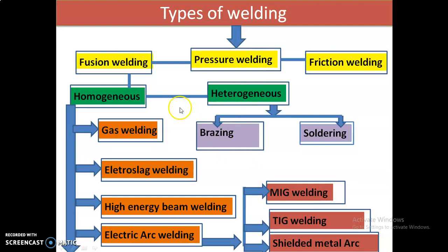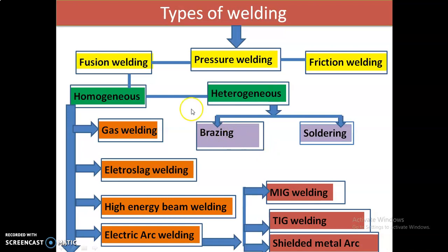So let us see what is fusion welding process, what is pressure welding process, what is friction welding process, what is electric arc welding process, and what is MIG welding and TIG welding. According to our syllabus, we have only electric arc welding and heterogeneous welding, that is brazing and soldering. So according to our syllabus, we have these topics: electric arc welding, brazing, soldering, MIG welding and TIG welding.